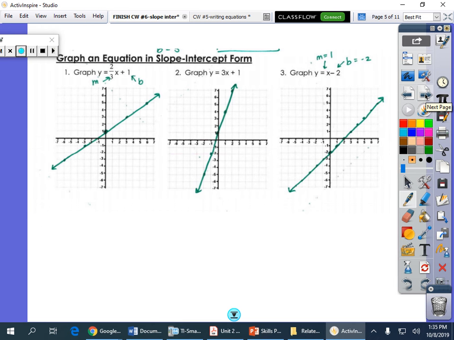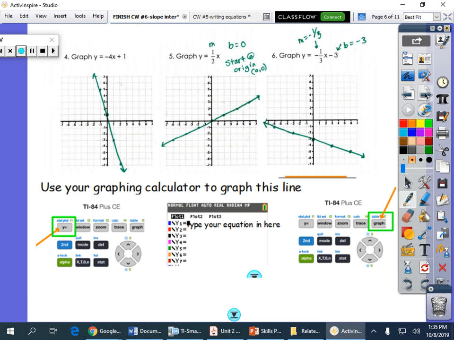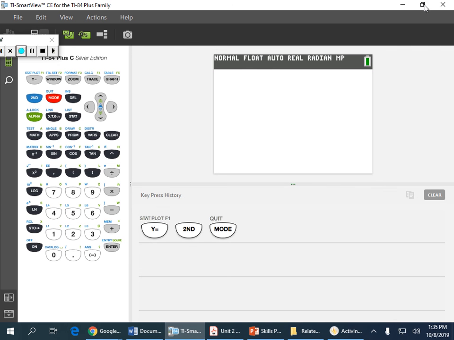Okay, on the back, we've got graph number 1. We did this yesterday, we did this yesterday, and we did this yesterday. But here you are just in case. 4, 5, and 6 are here. Don't forget, you can use your graphing calculator to double check your work. So for example, I'm going to do that here.